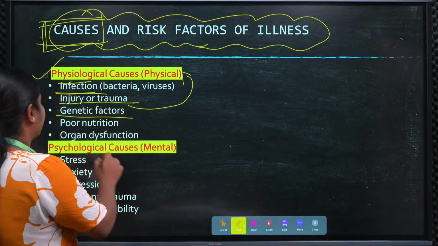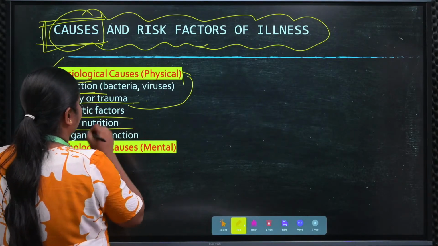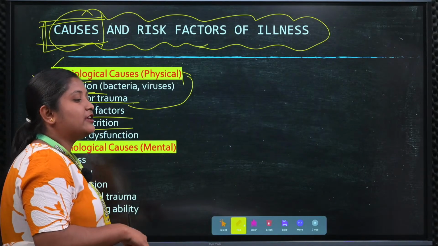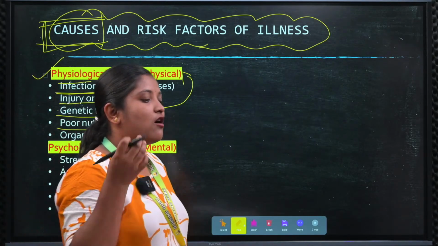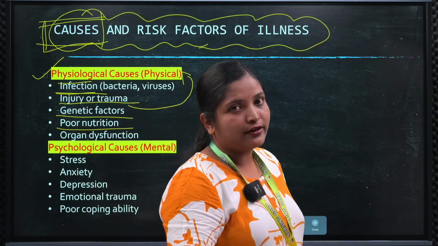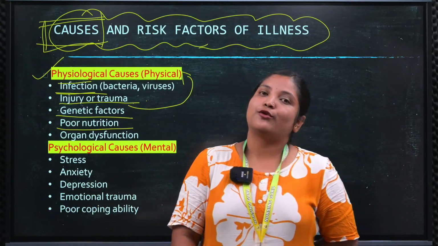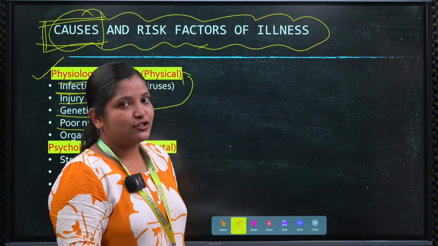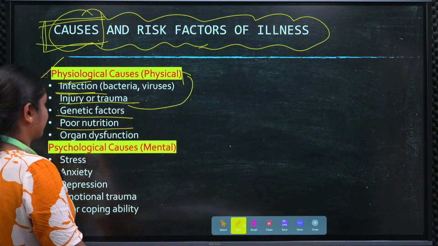Okay, the next one is poor nutrition. Intake of unhealthy foods like junk food, alcohol, and all unwanted foods, definitely affects your health. It will lead to illness. That is also one of the reasons.